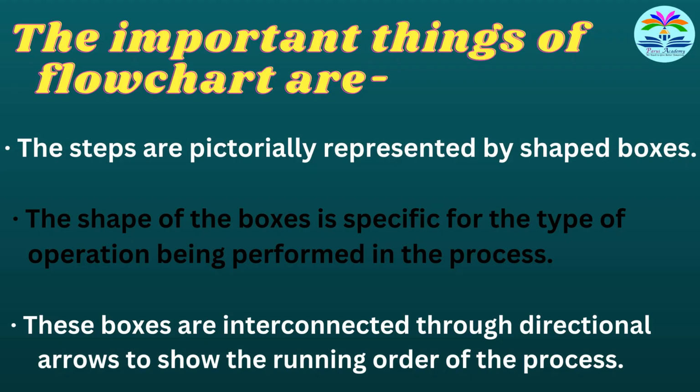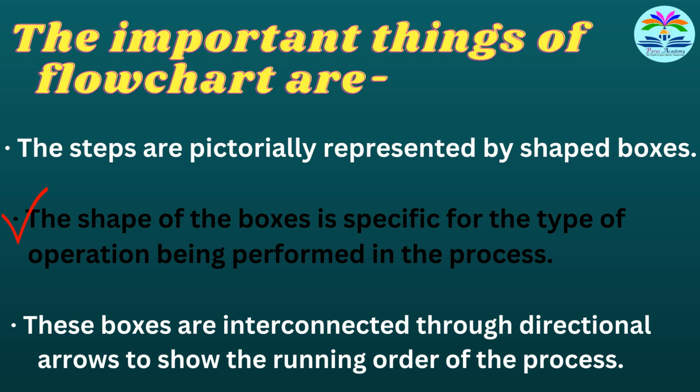In a flowchart, which things must we consider or which things can we see? Number one, the steps are pictorially represented by shaped boxes. There are many types of shapes which represent many things, with the help of which we make or create a flowchart.